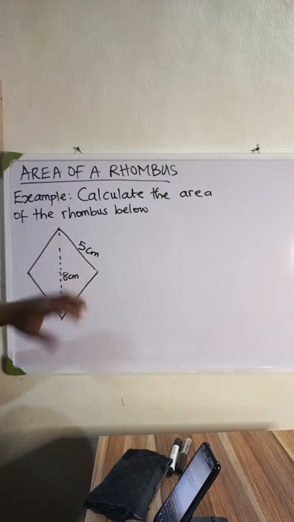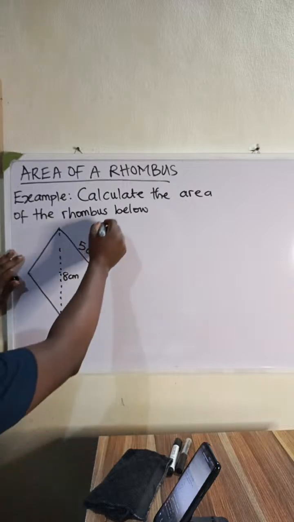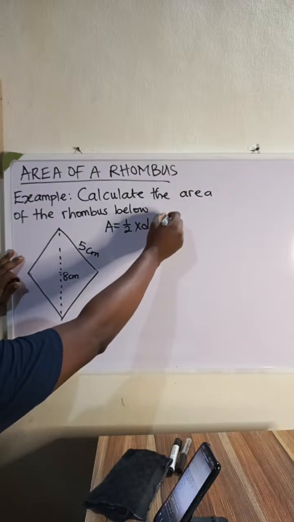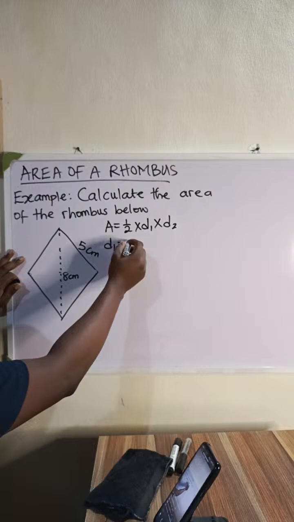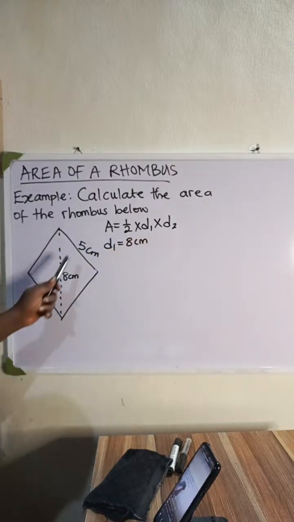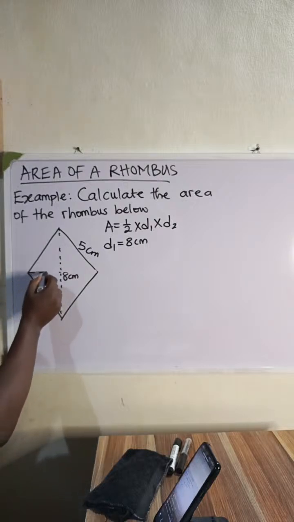So in this case, we cannot use the original formula directly, though we are still going to use the formula, but we first need to find the second d. We know that area is equal to half times d1 times d2. So we know only one d. d1 is equal to 8 centimeter, but we don't know the second d. We don't know this side. So let's just draw it.